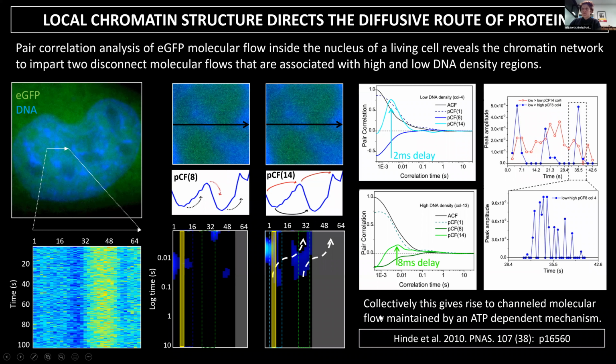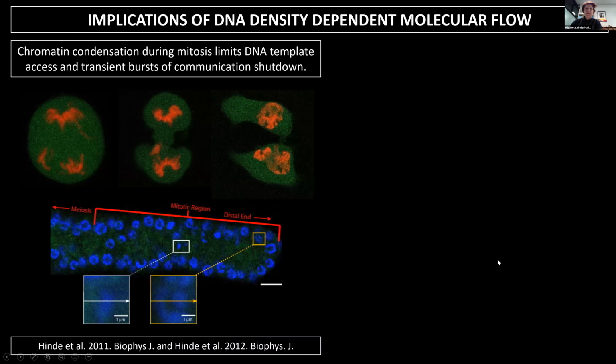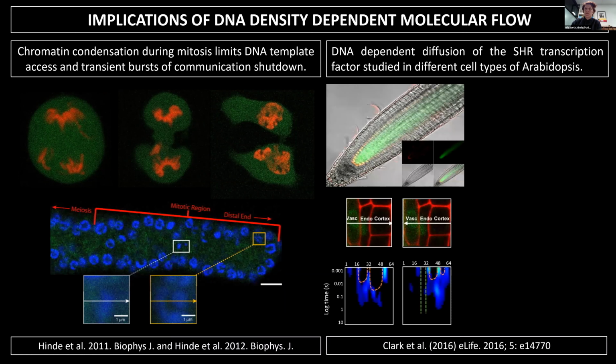So this channeled molecular flow, we found it to be ATP dependent. So if you deplete the cells of ATP, you reduce these bursts of communication between the low and high DNA density regions. But most importantly, what it taught us is that the chromatin network regulates diffusion in the nucleus, and this baseline behavior would have important implications for biological proteins such as transcription factors or DNA repair factors. And we also showed that it's cell cycle dependent. It's maintained in different animal models such as C. elegans and the Arabidopsis root.